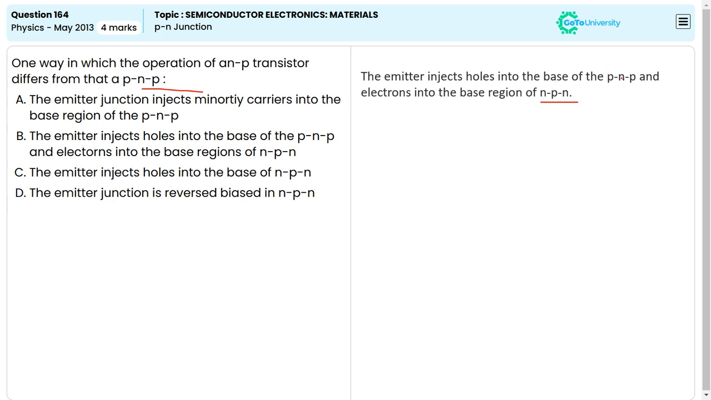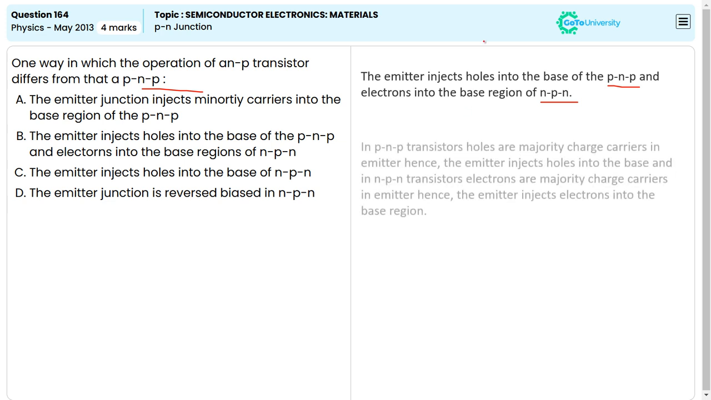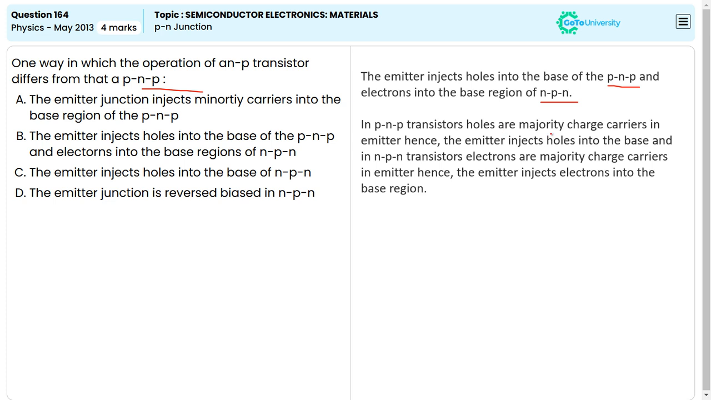NPN. Okay, in PNP transistors, the holes are majority carriers. But in the NPN transistor, electrons go into the base region. Okay. In a PNP transistor, holes are majority charge carriers, as I just told. In the emitter, hence, the emitter injects holes into the base, and in the NPN transistor, electrons are majority charge carriers. In the emitter, hence, the emitter injects electrons into the base region.